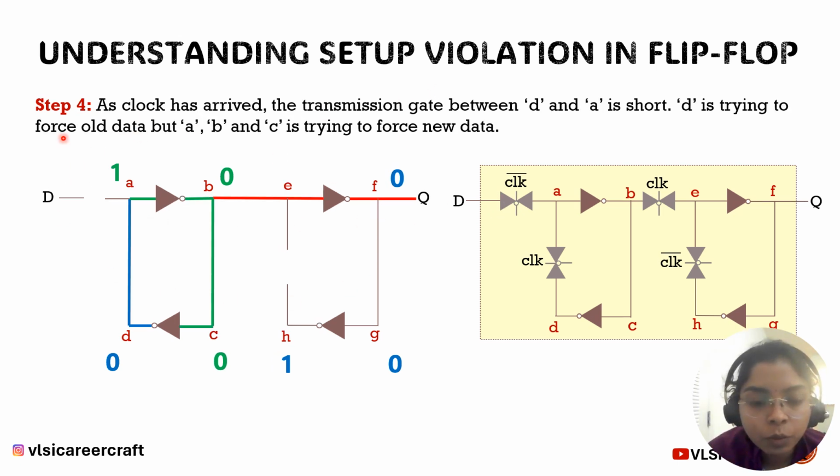So now let's see what is happening here. Nodes A, B and C have the new data and D has the old data. So D is forcing a value of 0 over node A, and A is forcing the new value which is 1.